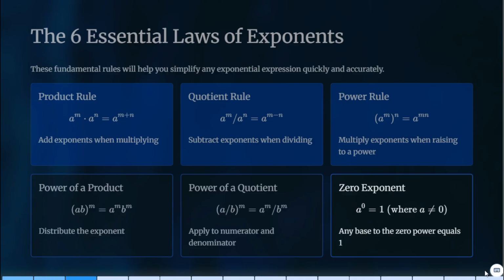And finally, the zero exponent law. Any base to the power of 0 will equal 1, except that the base cannot be equal to 0. So if you have a to the power 0, that will always be equal to 1.